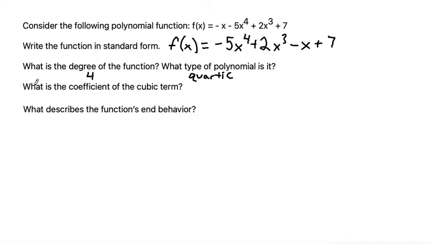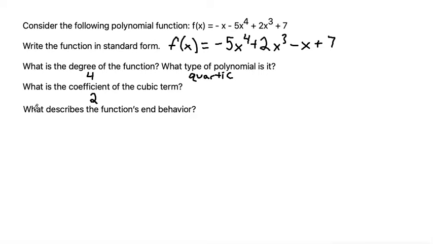The next question is, what is the coefficient of the cubic term? Well, the cubic term is the one with the power of 3. The coefficient is the number that's in front of it. That is a positive 2. The coefficient of the cubic term is 2.